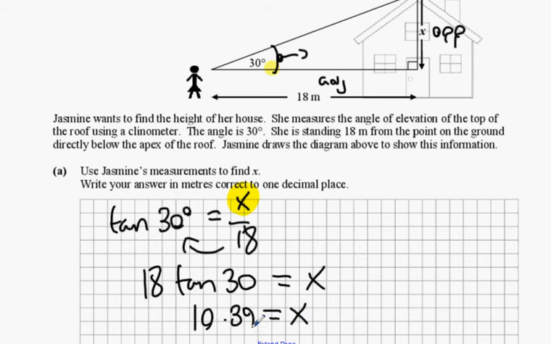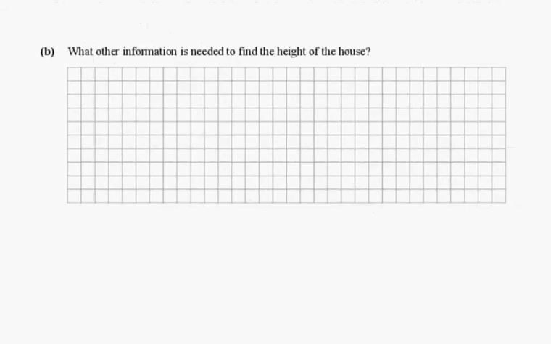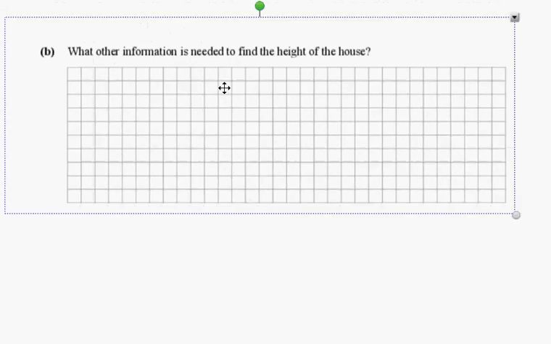That's a good question. Yes, Kenny. To one decimal place, thank you. So 10.4. What is it? Meters, is it? Meters. Okay, good. Now, what other information is needed to find the height of the house?